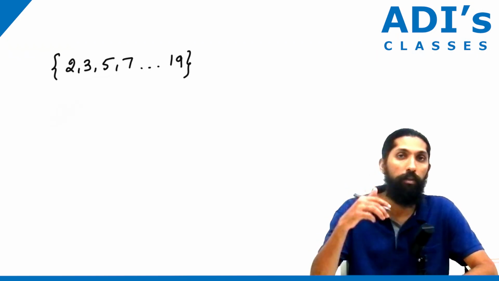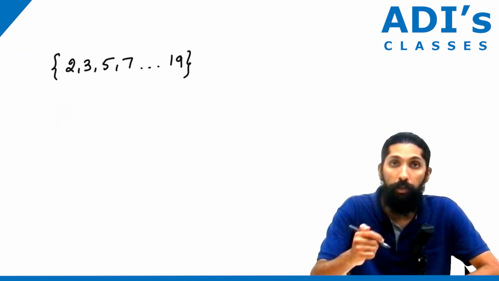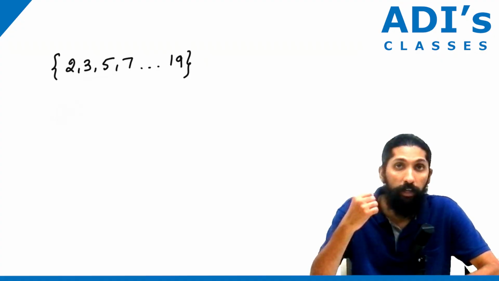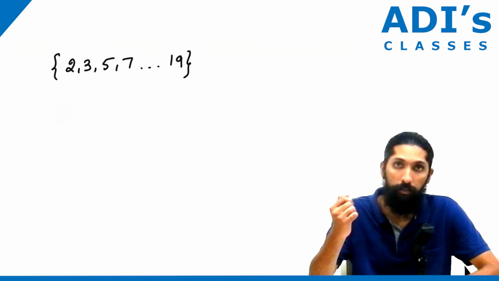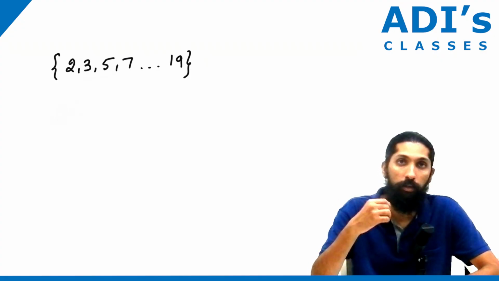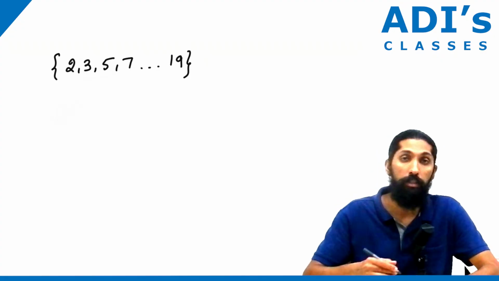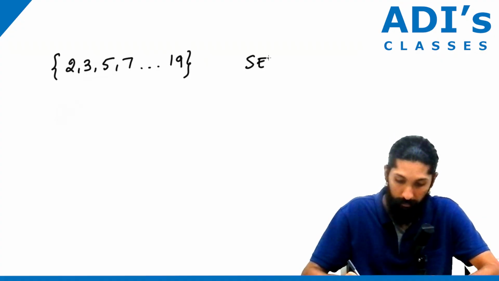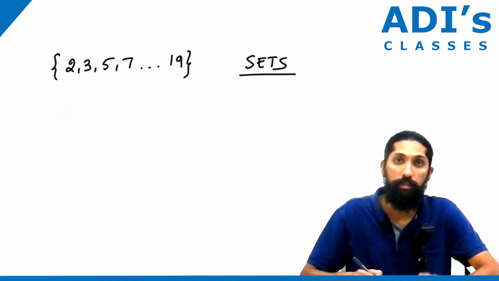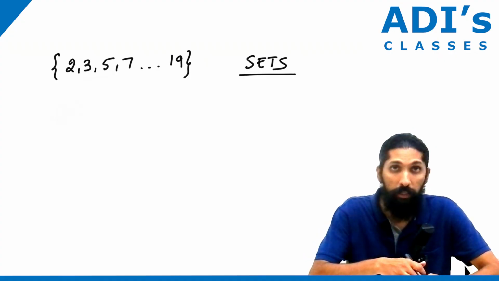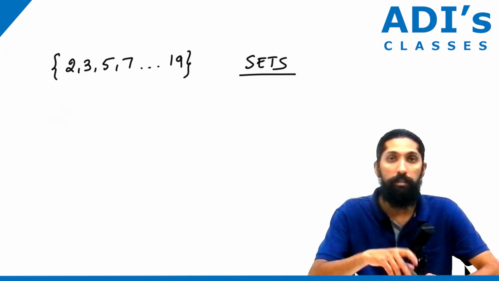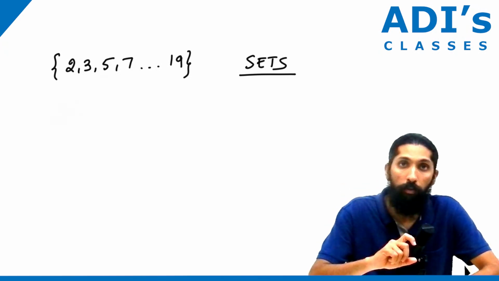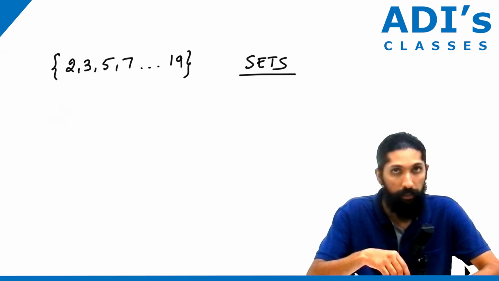Now, what are you doing here? You're defining a particular set of elements, correct? So when you define a particular set of elements, this is what we call a set. So this is what you are going to learn, that is, sets. A set is something which you can define, something which you can keep in the form of certain elements. That is basically a set.